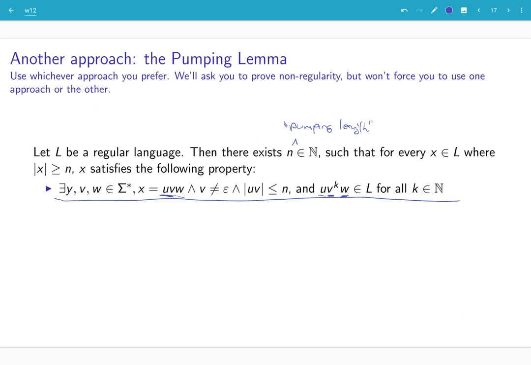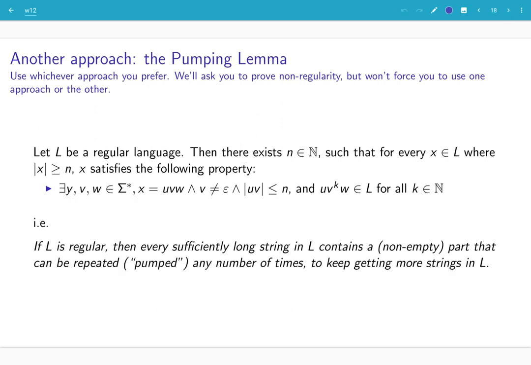So here's a hopefully more intuitive way of saying this. If L is regular, then every sufficiently long string in L contains a non-empty part that we can repeat any number of times, and no matter how many times we duplicate that middle part, we can keep on generating more and more strings that are in L. This is useful because it can also be used to prove non-regularity by using the contrapositive of this property.